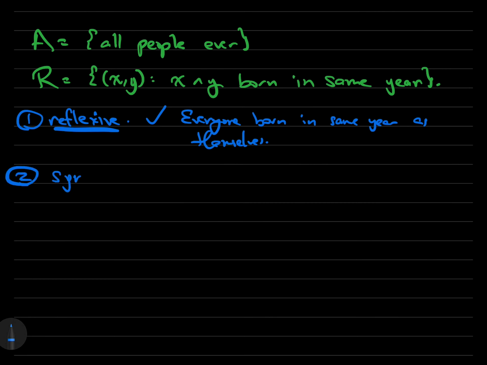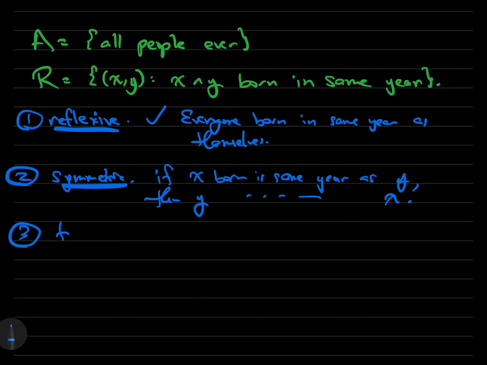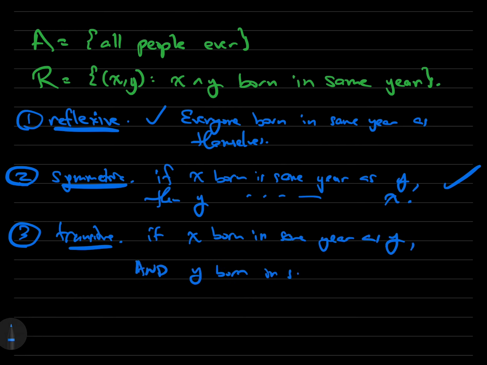Let's check. First of all, is it reflexive? Yes, every person is born in the same year as themselves. Is it symmetric? Yeah. If x and y were born in the same year, then y and x were born in the same year. And finally, it is transitive. If x and y are born in the same year, and y and z are born in the same year, then x and z are born in the same year.